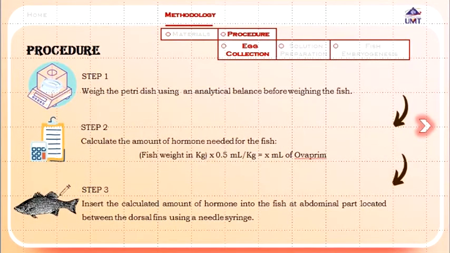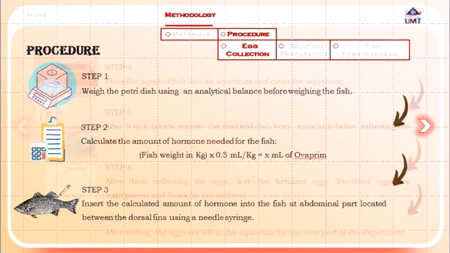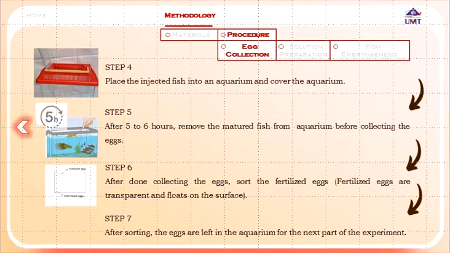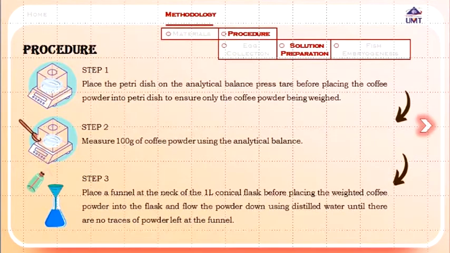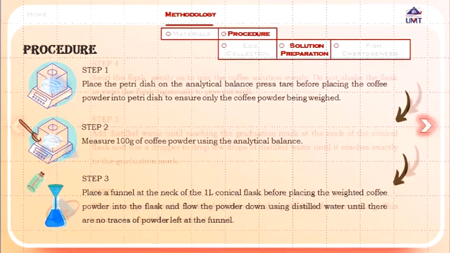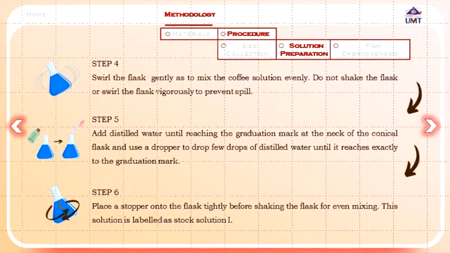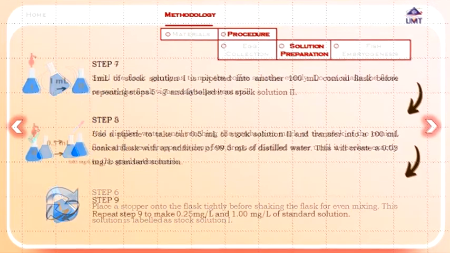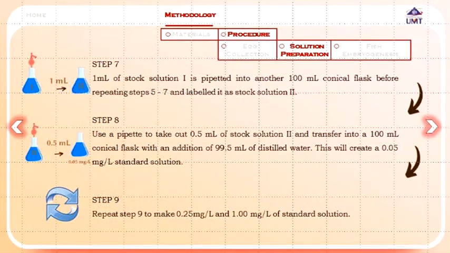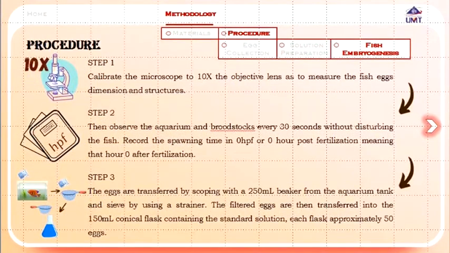For the procedure, we will be separating the procedure into 3 parts, which are egg collection, solution preparation, and fish embryogenesis. For egg collection, we will be injecting ovaprim into the fish in order to obtain the fish eggs for the experiments. For the solution preparation, we will be preparing 3 concentrations of coffee in order to test the subject. And last but not least, the observation of the fish embryogenesis.